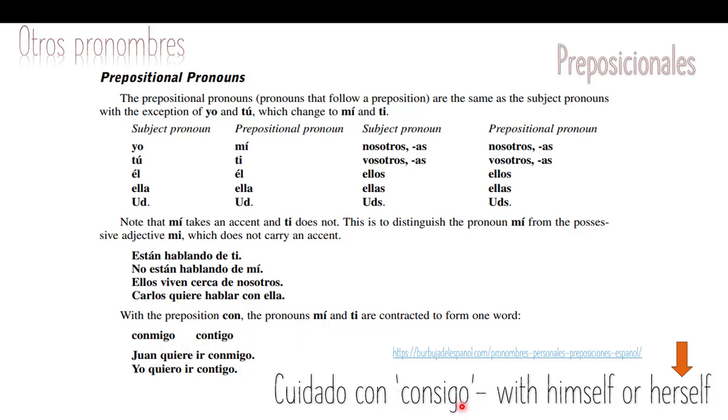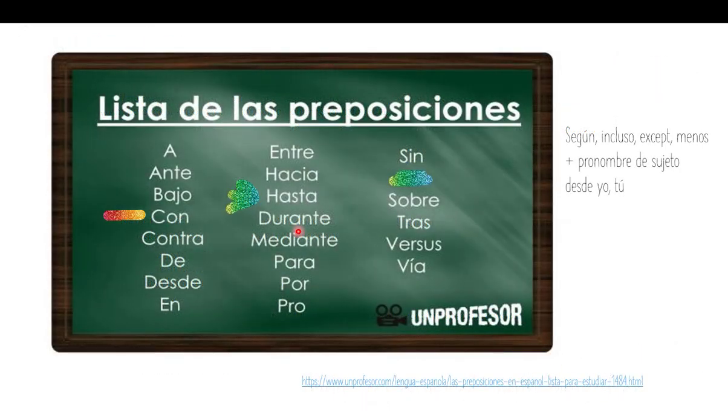But with the preposition con, me and ti become conmigo and contigo, okay? Some of you may have encountered the word consigo, but it doesn't mean with him or with her, it means with himself or herself. So be very careful because this one is even weirder, okay? And I have a link there where you can practice and more. But I want to go back for a minute and I have to tell you that hasta, según, incluso, excepto, and menos use yo and tú instead of mí and ti, okay?